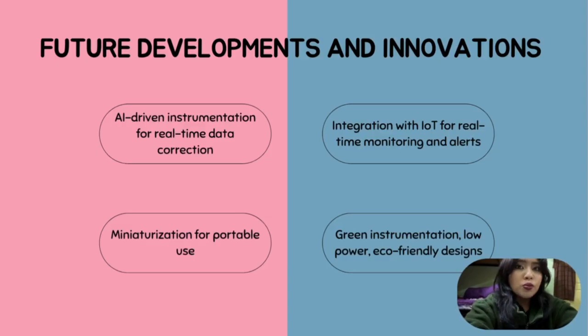We will also see more integration with IoT for real-time monitoring and alerts. This allows instruments to connect to networks and send data instantly. For example, sensors in a lab or hospital can alert users in real time when something goes wrong.